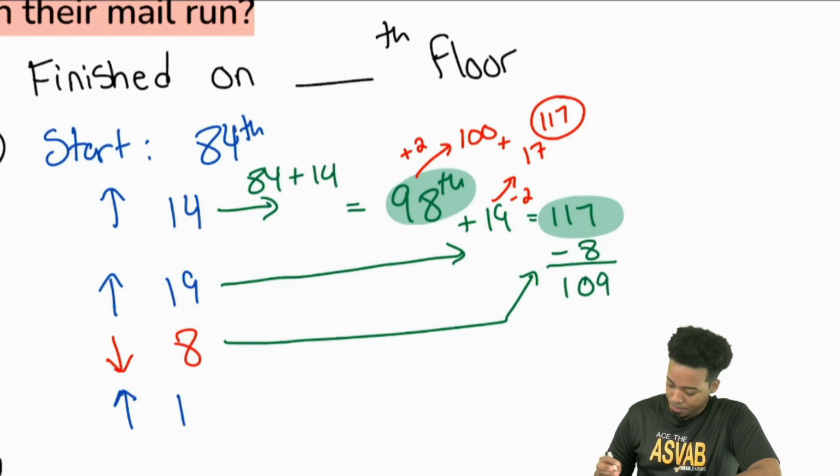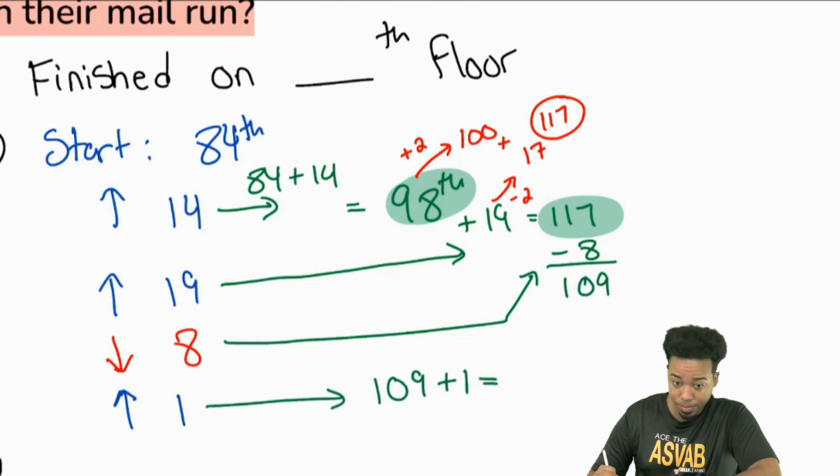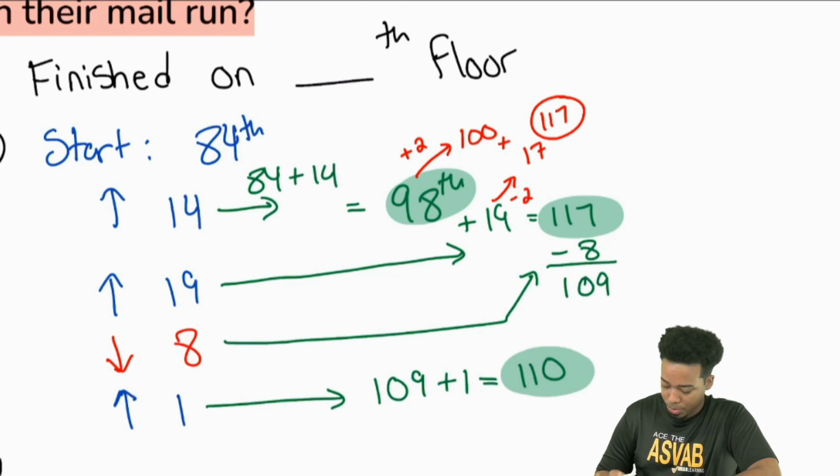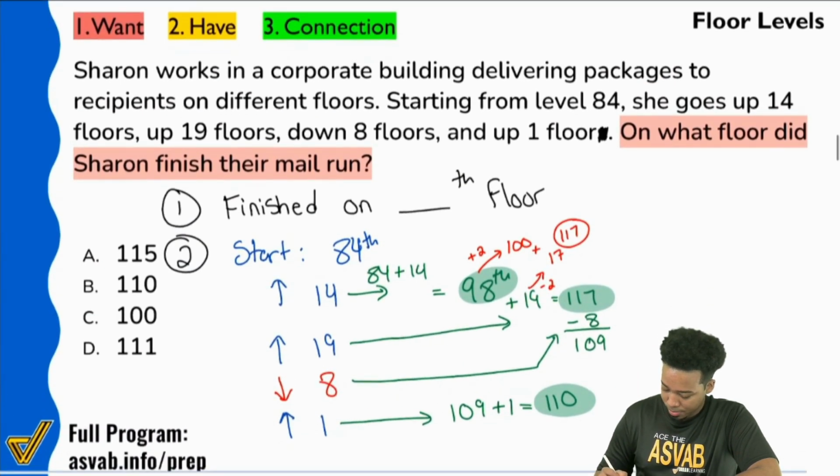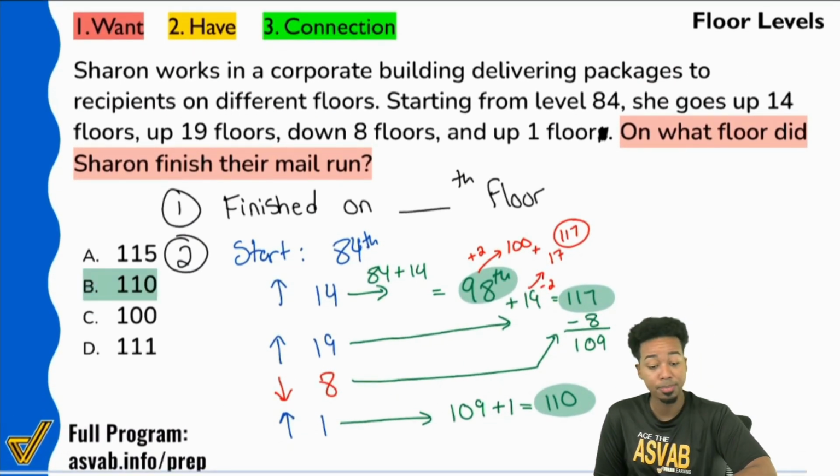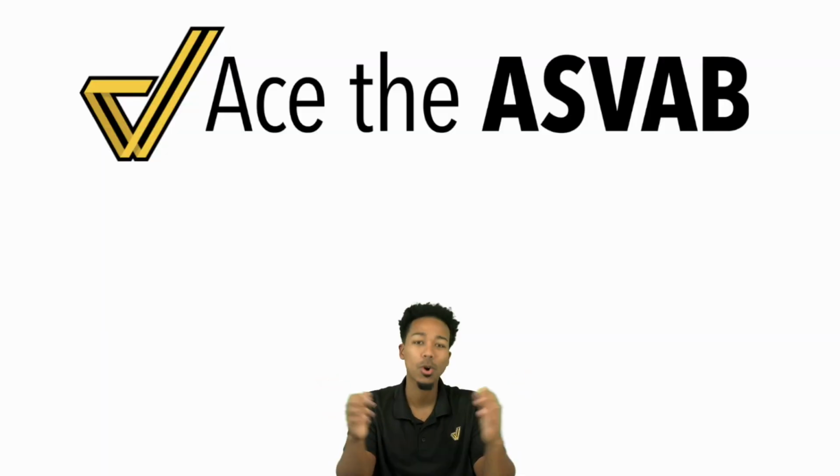Right there, booyah. And now that we're here, I'm going to go up 1 floor. So 109 plus 1, that's going to give us what? 110. Booyah. And that is the final floor that we end up on, level 110. Boom, level 110.